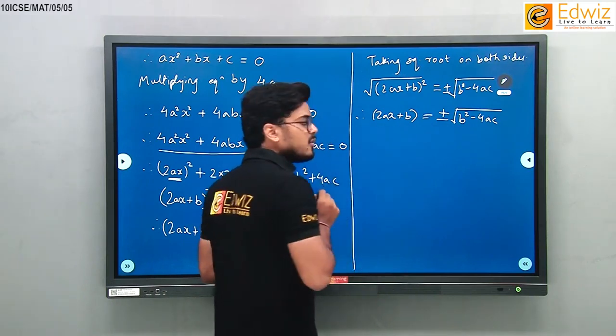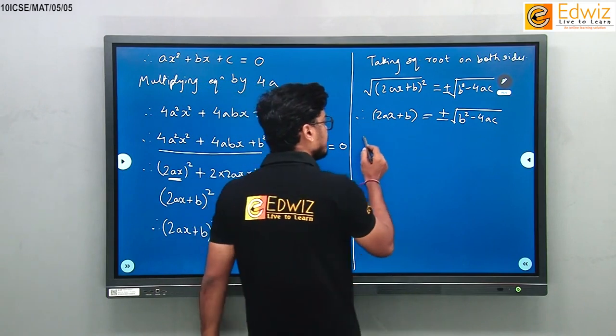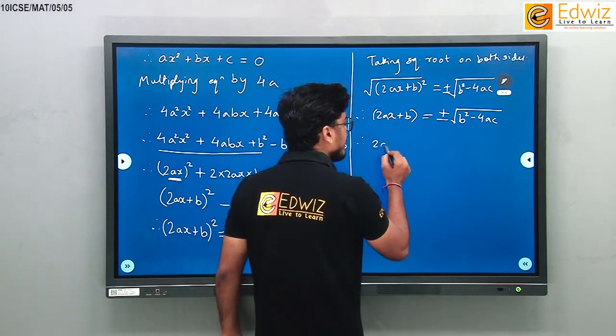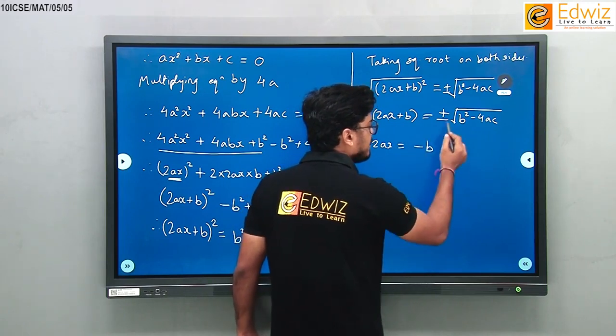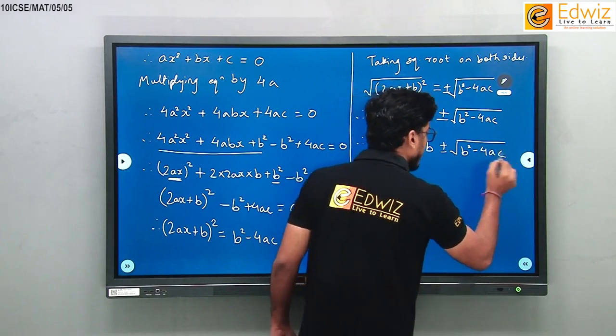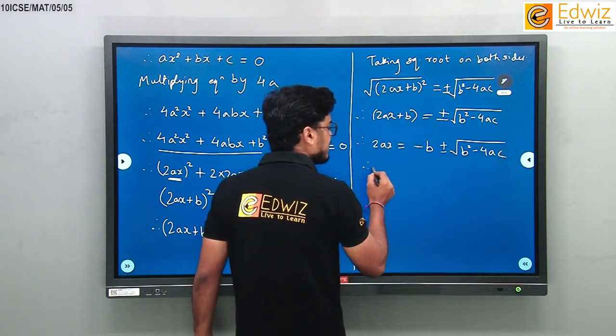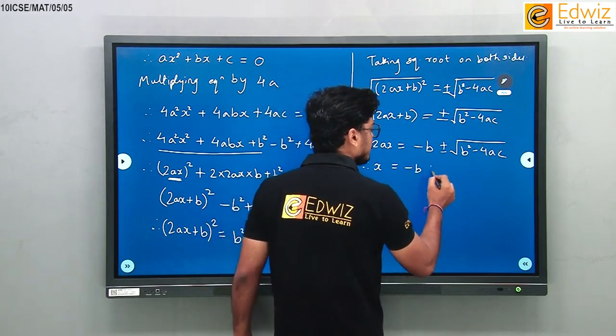Now we just need the value of x, correct? So everything else we will send to the other side. That means 2ax as it is, plus b on the other side will become minus b, and this plus or minus square root of b square minus 4ac I am keeping as it is. And if I need just x, send this 2a also to the other side, it will go in the denominator.